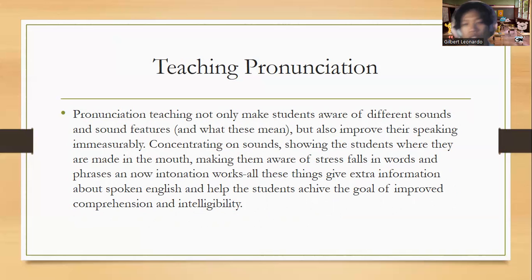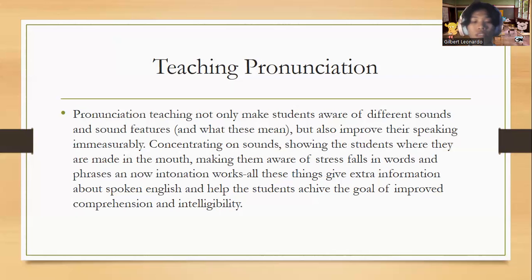So we're moving into teaching pronunciation. So what is pronunciation? Pronunciation is how you produce the sound of a word. It means that pronunciation teaching not only makes students aware of different sounds and sound features, but also improves their speaking immeasurably, concentrating on sounds, showing the students where they are made in the mouth, making them aware of stress, vowels in words and phrases, and intonation.